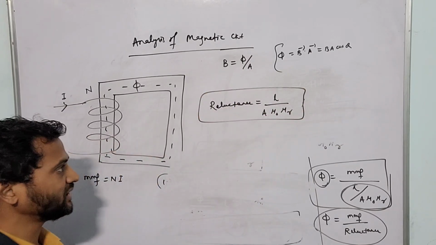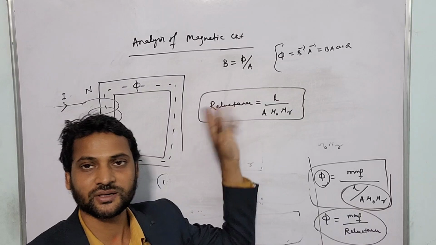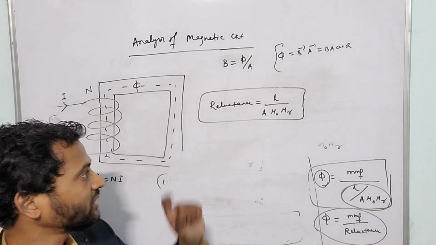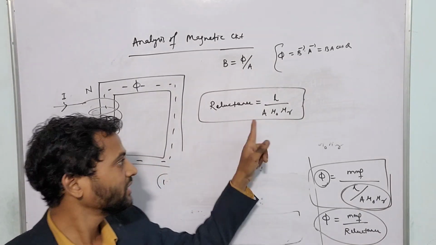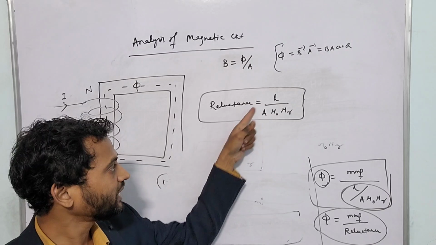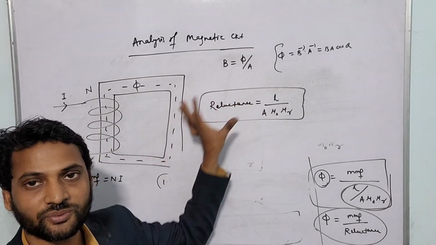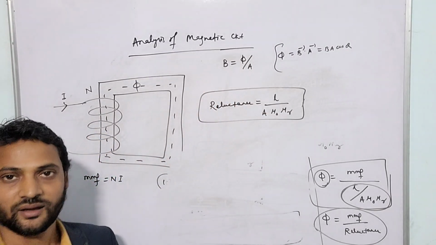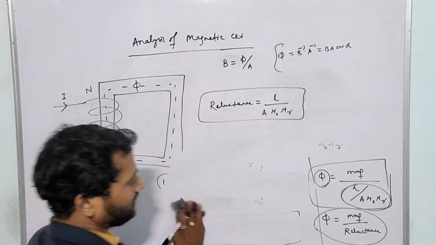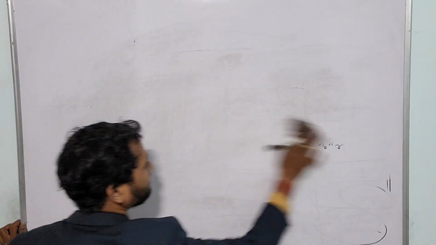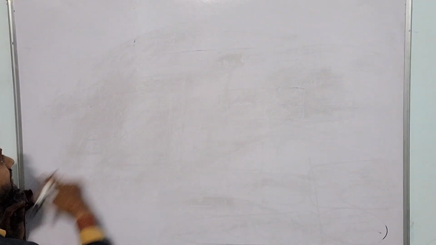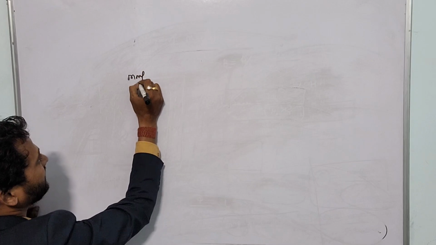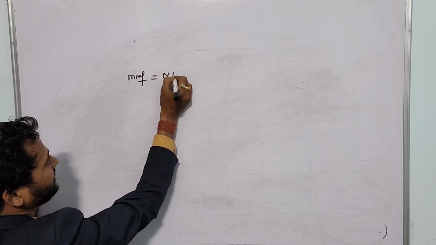So that means more is the length of magnetic circuit, more is the reluctance. जैसे resistance में होता है, more is the length, more is the resistance, and more is the area of the magnetic circuit, less is the reluctance. Opposition कम होगा. I think it is clear. Okay, what you conclude from here, mmf जो होता है magnetomotive force is equal to Ni.